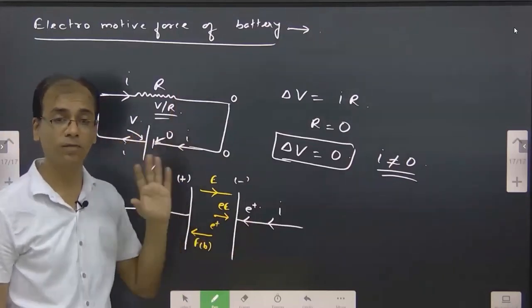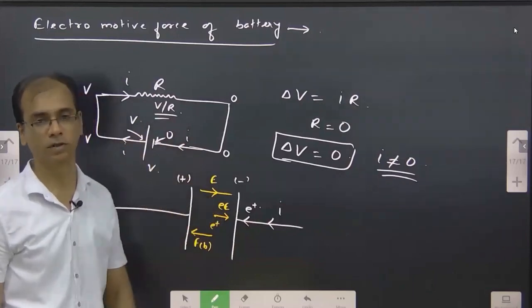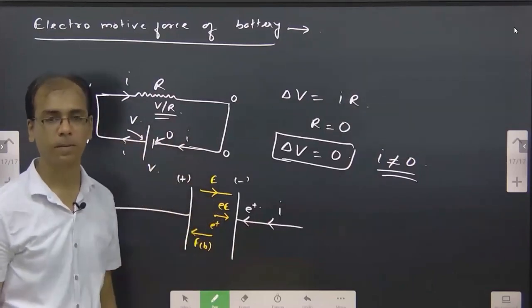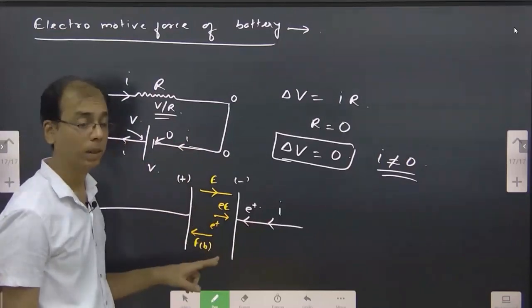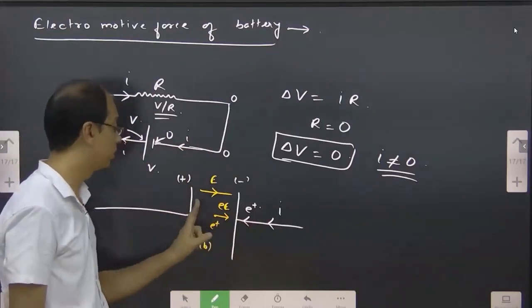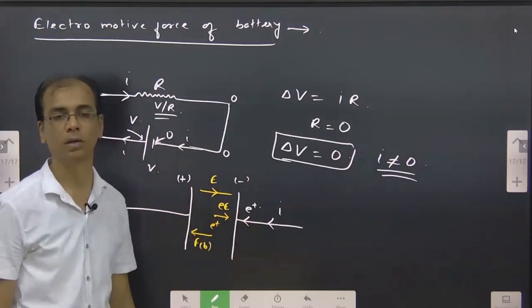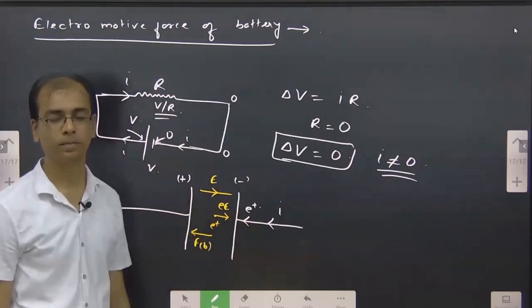EMF is actually not a force. It is potential difference. Work done per unit charge. Okay. What is it? Work done by a battery in moving unit positive charge from negative plate of the terminal to positive plate of the terminal. It's called electromotive force.